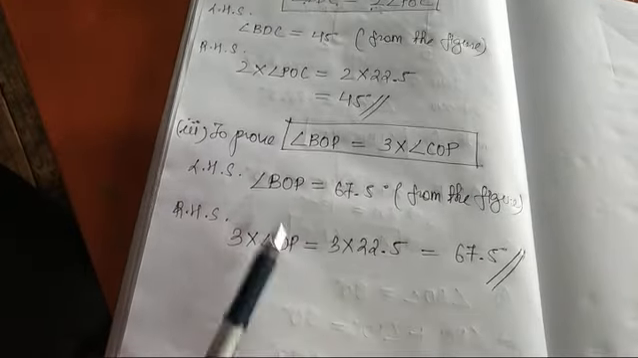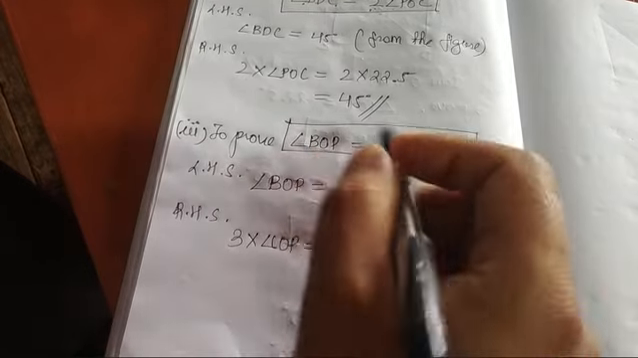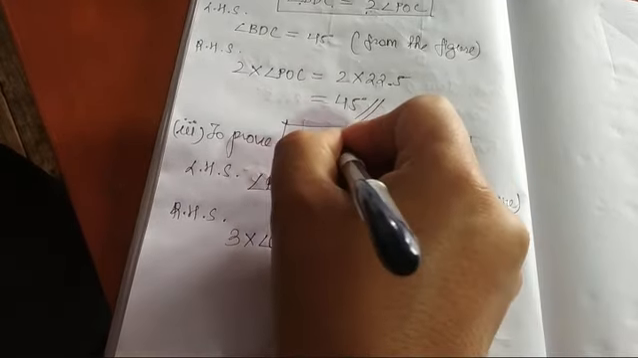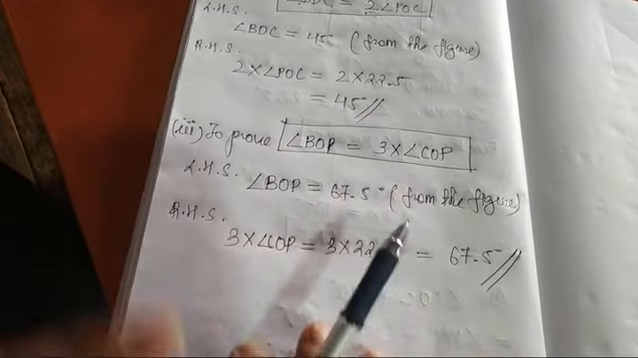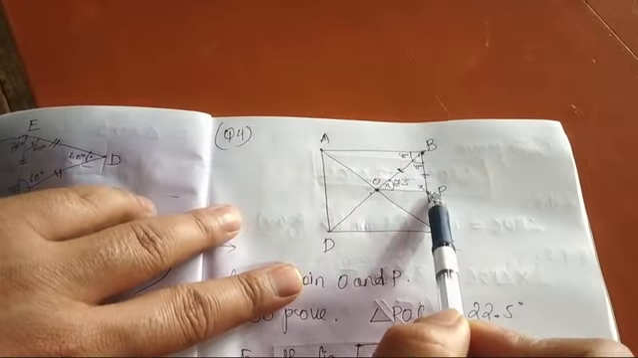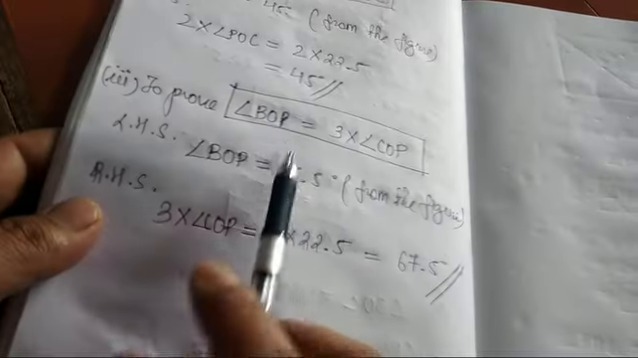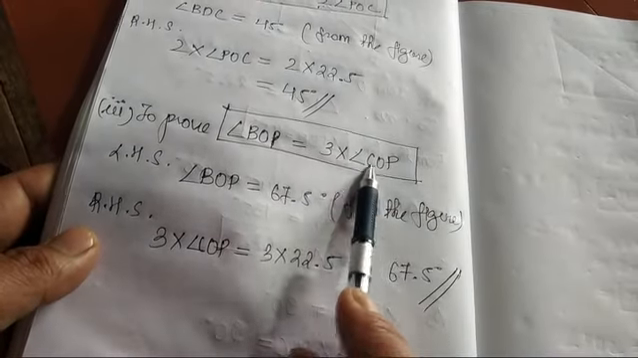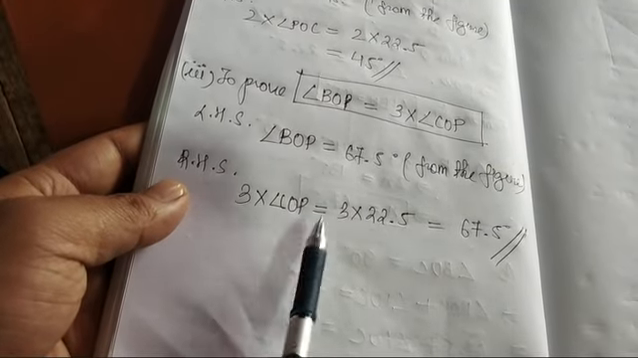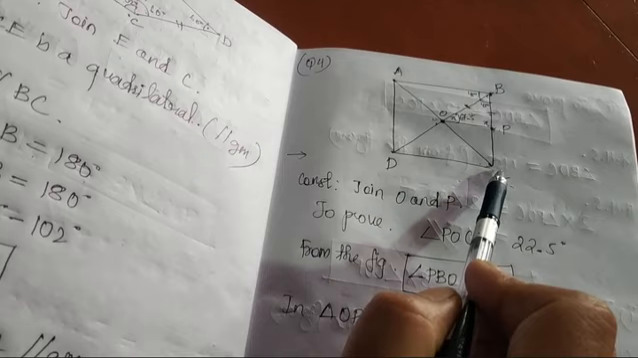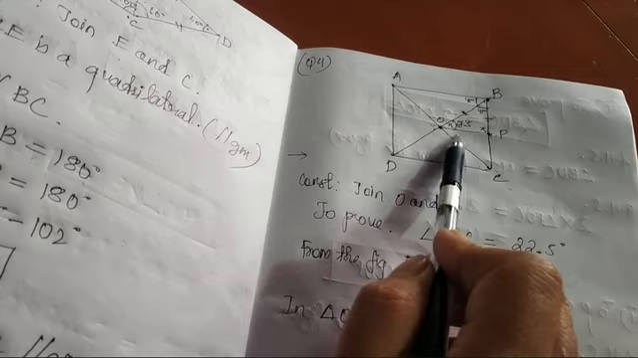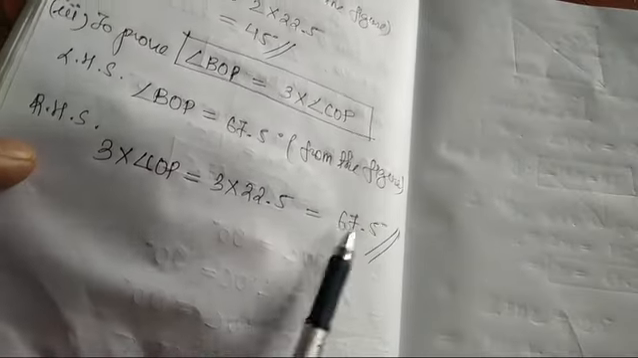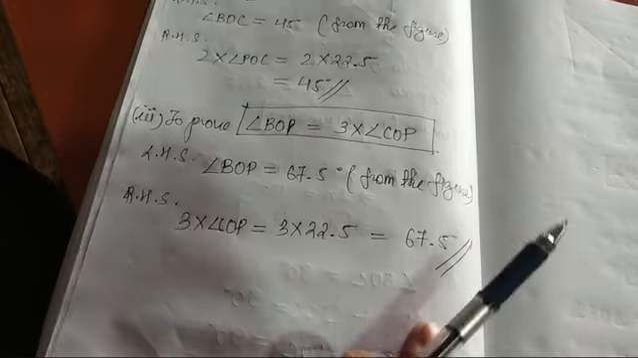Number 3 is also very similar. We have to prove that angle BOP is equal to 3 times angle COP. Let's see where our BOP is in the figure. BOP is 67.5, so the left hand side is going to be 67.5. On the right, write down 3 into COP. Now let's see what COP is. This whole is 90 degree, so COP is 22.5. Therefore 22.5 into 3 is 67.5. So this is how we do question number 3.